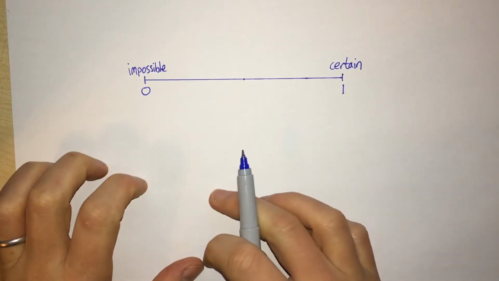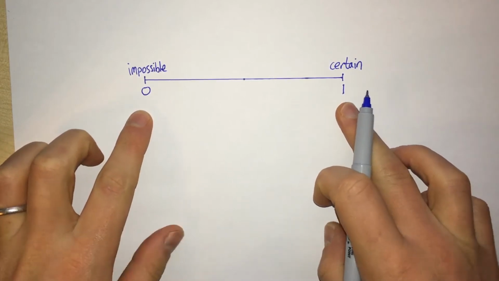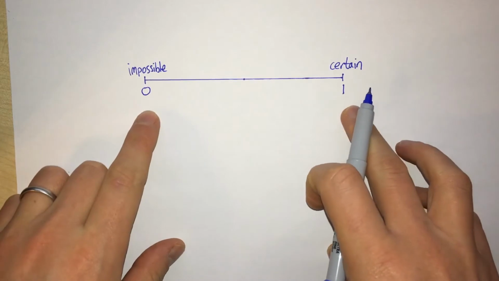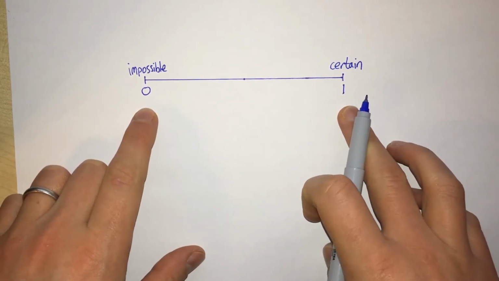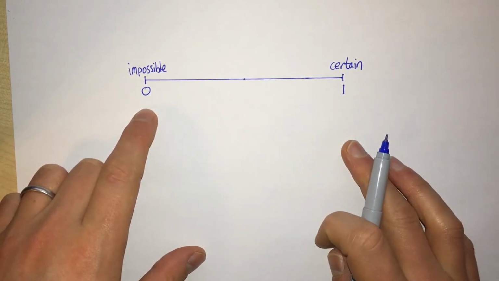Here we have a probability scale that goes from 0 to 1 inclusive. We can't have any numbers, any values outside of this range. All probability is between 0 and 1, and it can be 0 and it can be 1. Let's look at the vocabulary that we use.